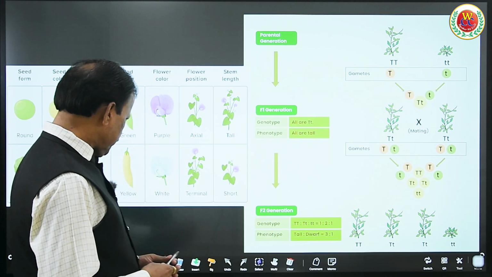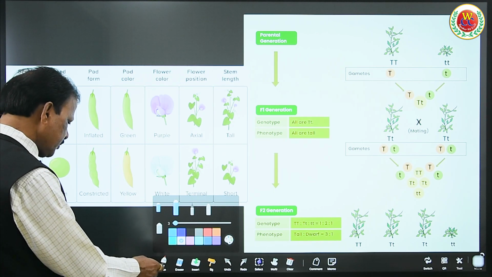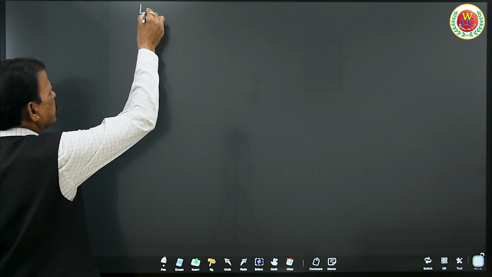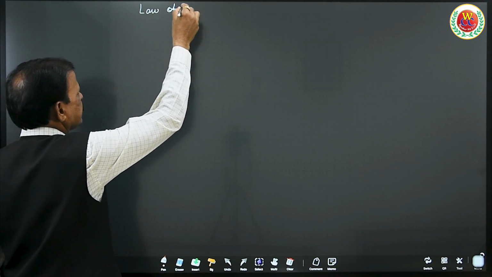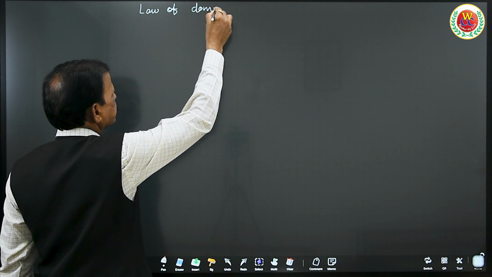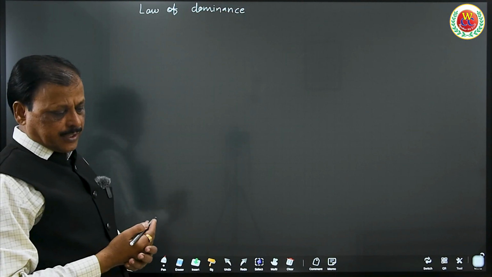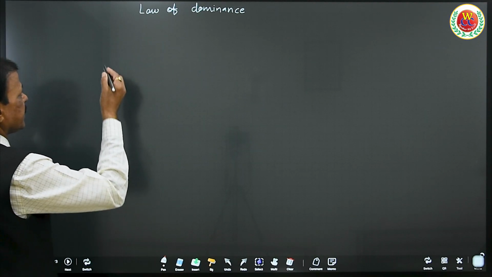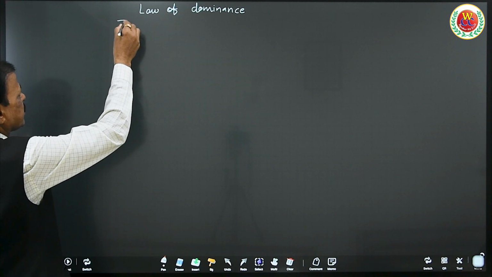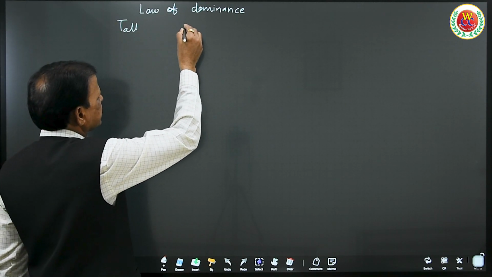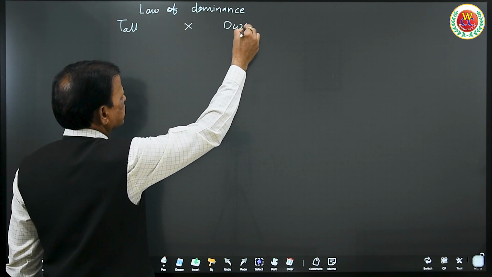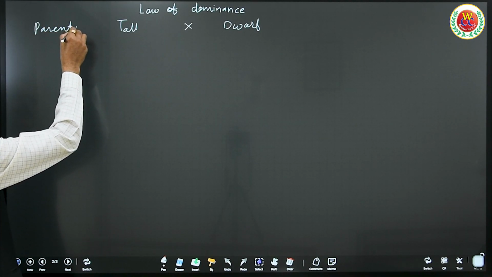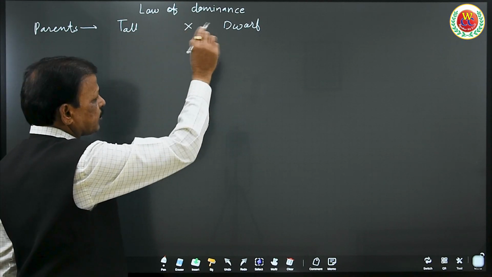Now, to understand, we have to begin with our own way of explanation so that you will understand. So here, the first law, the law of dominance. He carried out a hybridization experiment on pea plants, with the first experiment on a character, where one plant pure for its character, that is a tall plant, is crossed with a dwarf plant. These were the parents that he selected for his experiment, the tall plant and the dwarf plant.